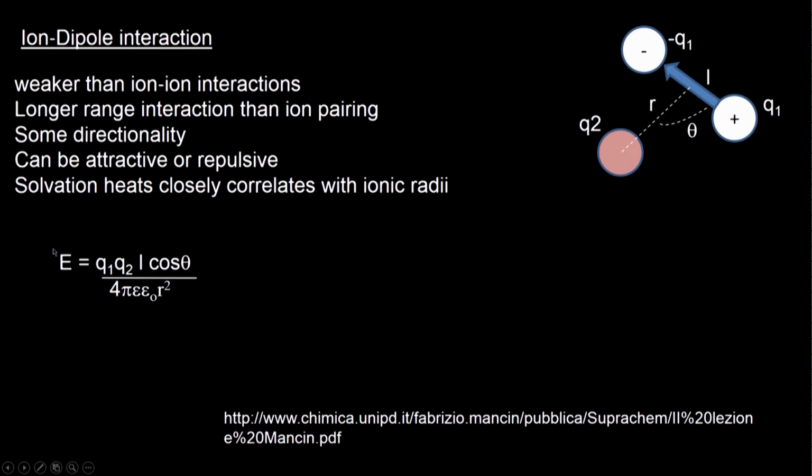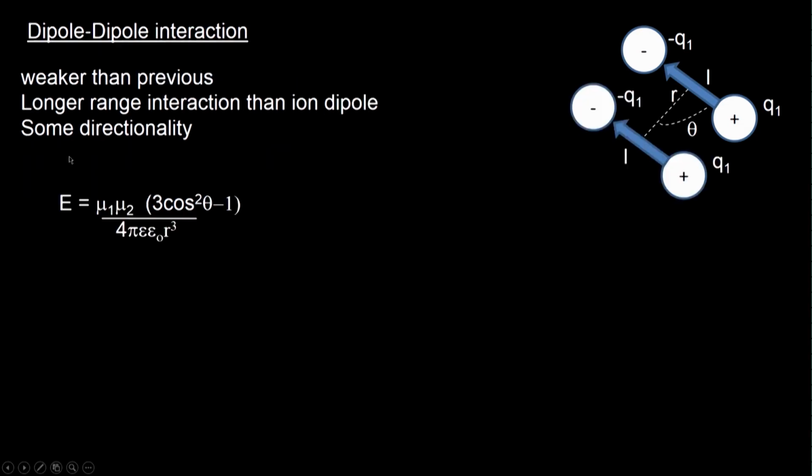So, this is the equation for that. Suppose we have Q1 and Q2, which is the dipole, plus and minus, and then we have an ion. So, Q1 into Q2 L, where L is this distance, cos theta, divided by 4 pi epsilon 0 r square, is called the ion dipole interaction. Then dipole interaction: you can have two dipoles, they are very weak, longer range interactions. Now, you have r raised to the power 3, and some directionality is there again. It is called a dipole interaction.